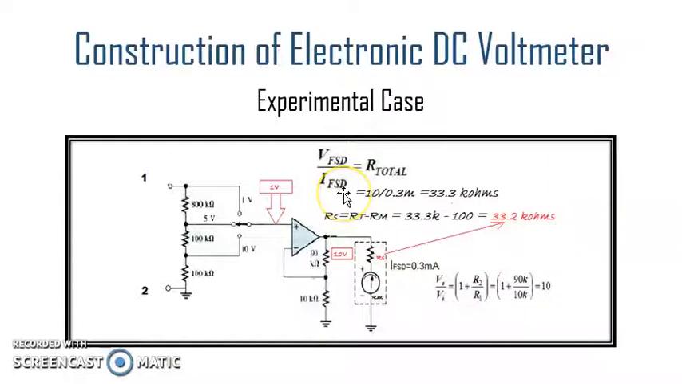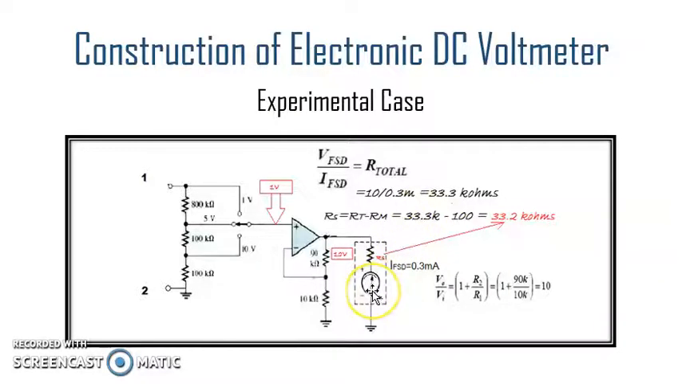So we'll first of all work out the value of total resistance that is supposed to be connected in series with the PMMC. Since the output will always be equal to 10 volts, this 10 volts is divided by the IFSD, 0.3 milliampere, to give the total resistance equal to 33.3 kilo ohms.